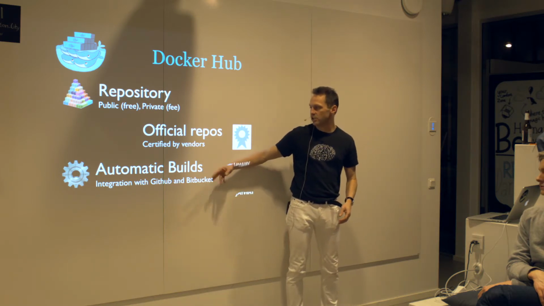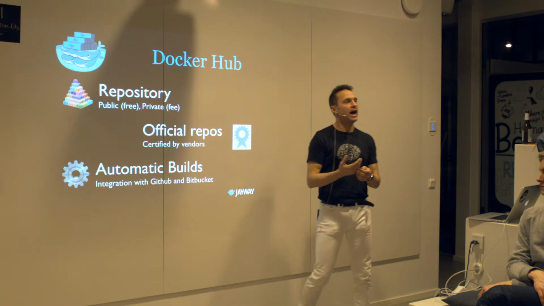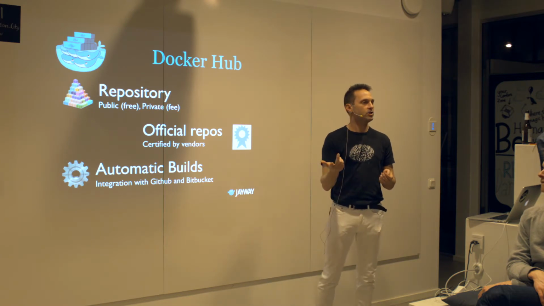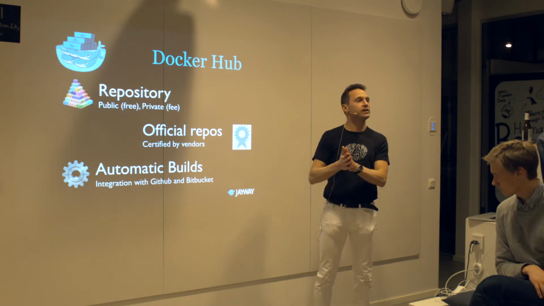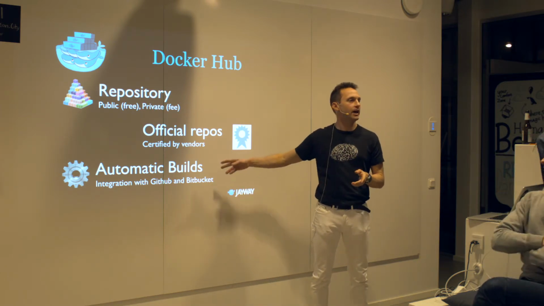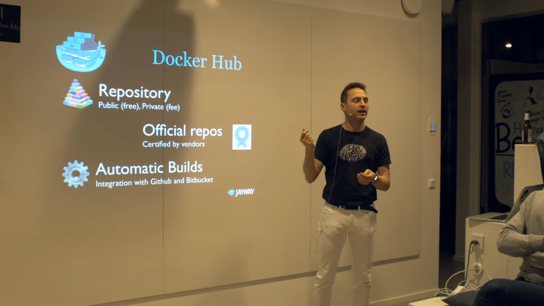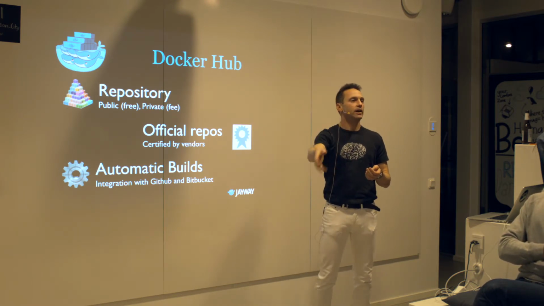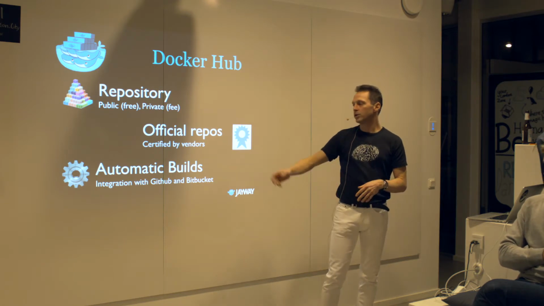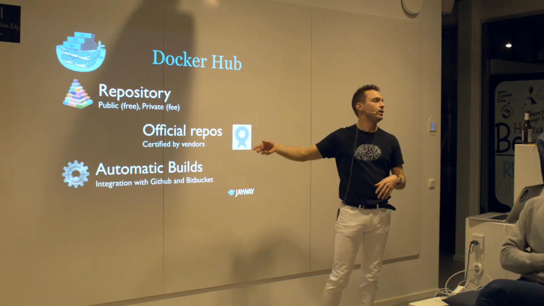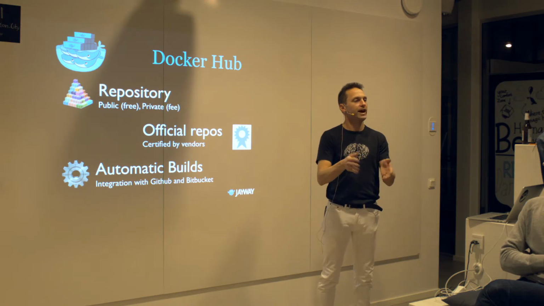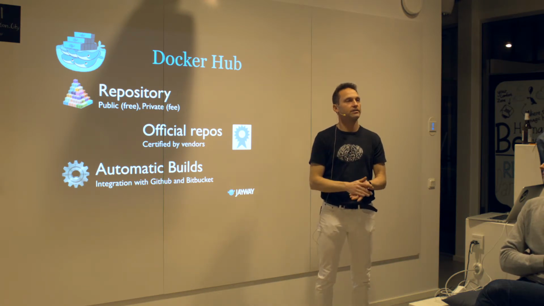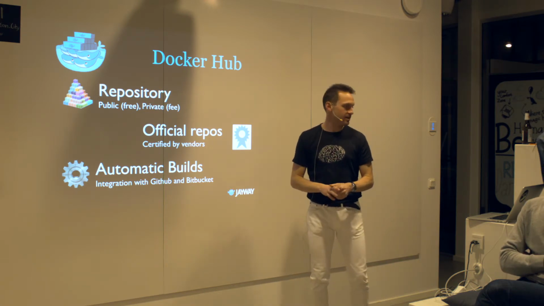Another nice feature is automatic builds. So if you have a Bitbucket or a GitHub repository, then you can just point to it from Docker Hub and say that, okay, whenever someone commits something to my Git repository, I want you to create a new image based on the Dockerfile that's in that repository. Very nice.